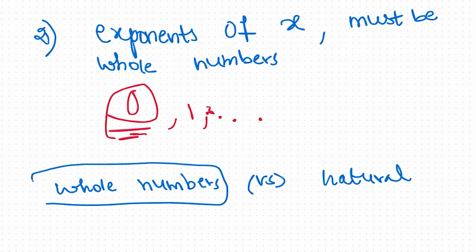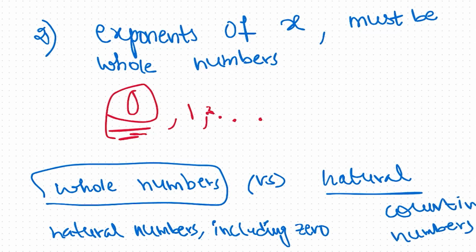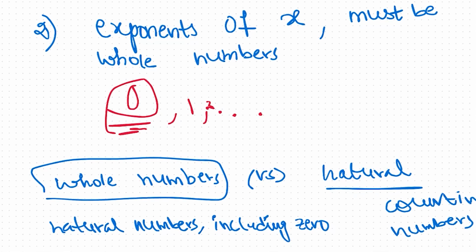Whole numbers means natural numbers including 0. That is the official definition. Natural numbers means counting numbers: 1, 2, 3, 4. Not 1.5, 2.5. Counting numbers are natural numbers.